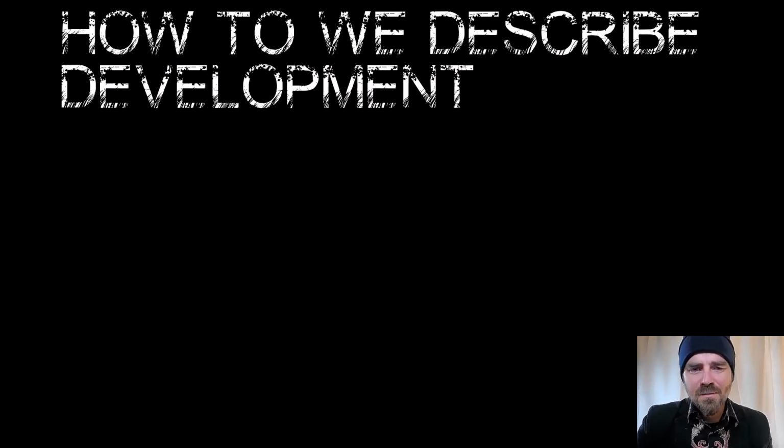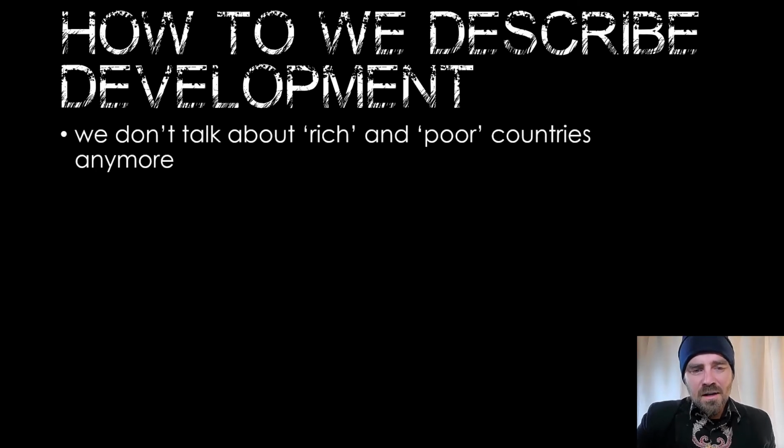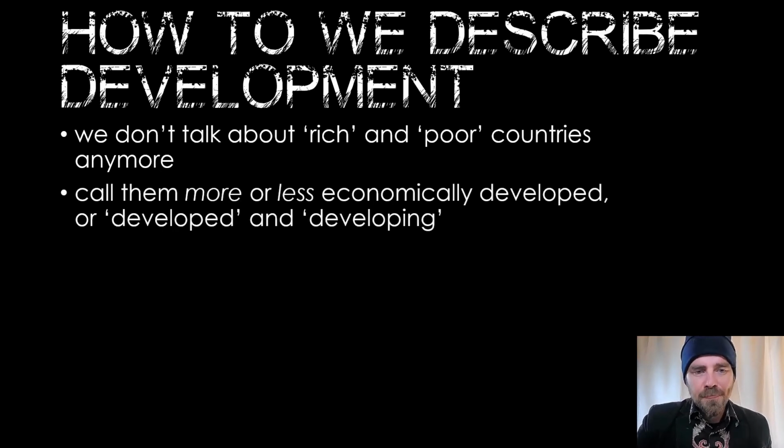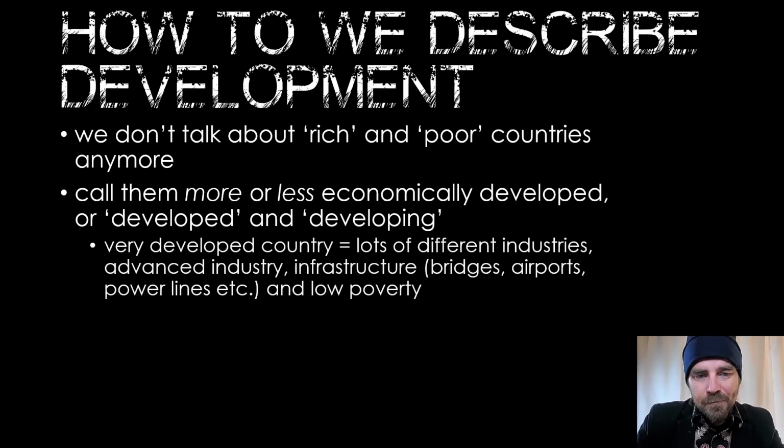I hope you can. So how do we describe development? It's very simplistic to talk about rich and poor countries. We don't really do that anymore. We would call them more or less economically developed, or we might call them developed countries or developing countries. What's a developed country? A very developed country would be a country with lots of different industries, not just one or two. It's got advanced industries, so like heavy manufacturing, maybe they make cars or chemicals or something. Lots of infrastructure like bridges, airports and power lines and electricity and the internet, and low poverty.